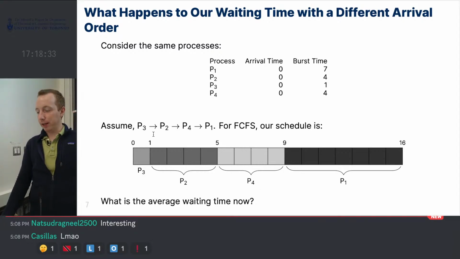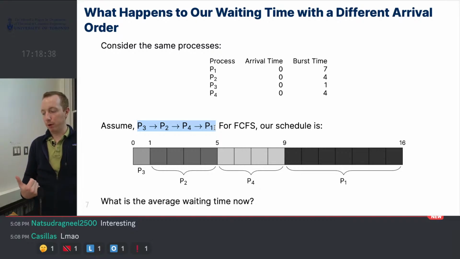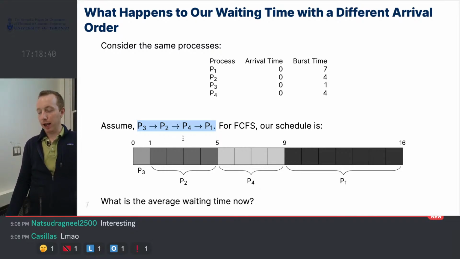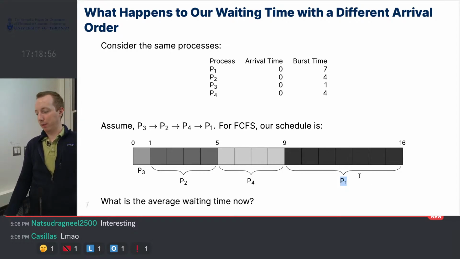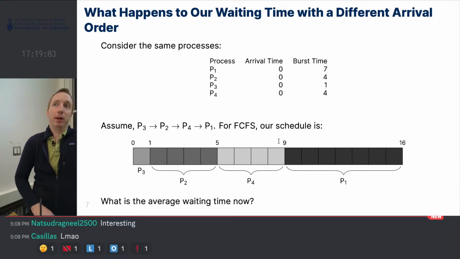There could be a slightly different order. So if we assume that our order is P3, P2, P4, then P1, now this is our schedule. So we'd pick P3, runs for 1, then pick P2, which runs for 4, then P4, which runs for 4, and then P1, which runs for 7. So if we did the same thing and calculated our average waiting time again, it would be 0 plus 1 plus 5 plus 9. So if we calculated it out, it would be 3.75, or half of what it was before.